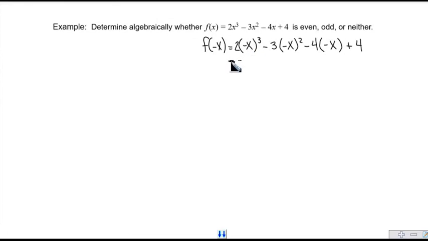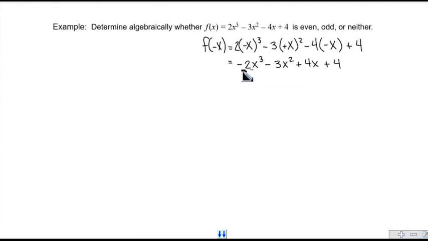So in this first term, this is going to remain negative. The number on the outside is positive. So when I multiply these together, I do get negative 2x cubed. In the second term, because I am squaring this negative x, it is going to become positive. And when I multiply it times negative 3, this term will be negative 3x squared. On the next term, negative 4 times negative x is positive 4x. And then this final term, I don't have to do anything to it, so I'll just write it down.